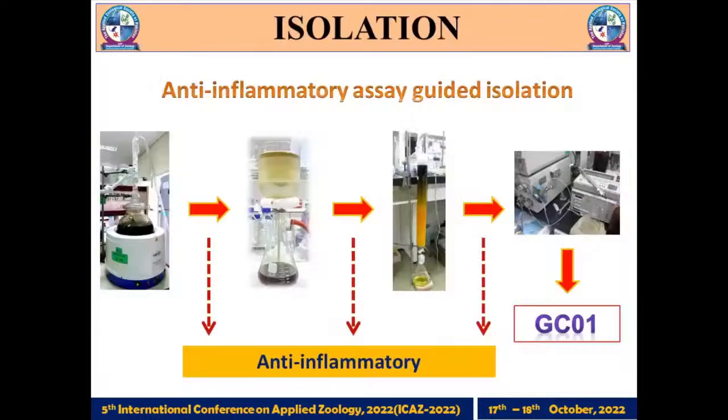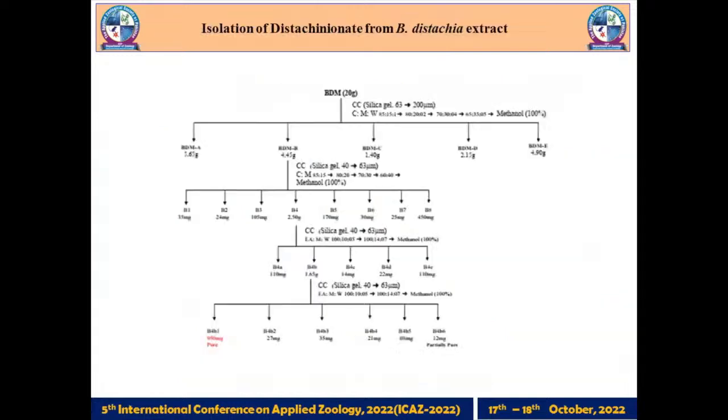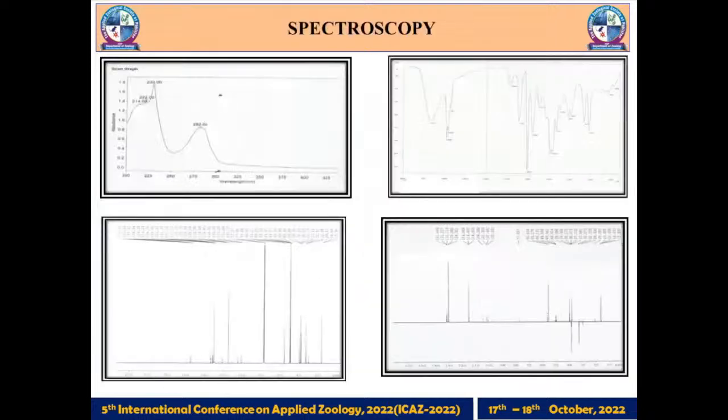Here is anti-inflammatory assay guided isolation. By using open column chromatography, we purify the compound by repeated column using different mobile phases. The schematic diagram of purification is shown here. We elucidate the structure of the pure compound by using different spectroscopic methods. These are the spectra of our pure compound.